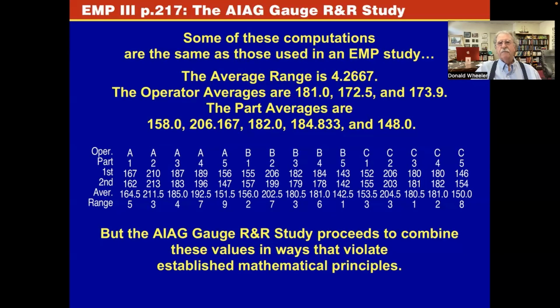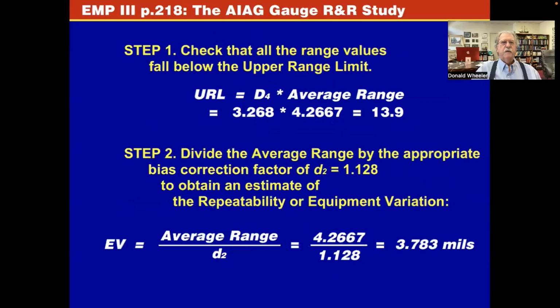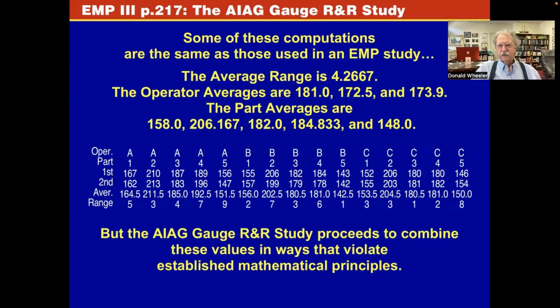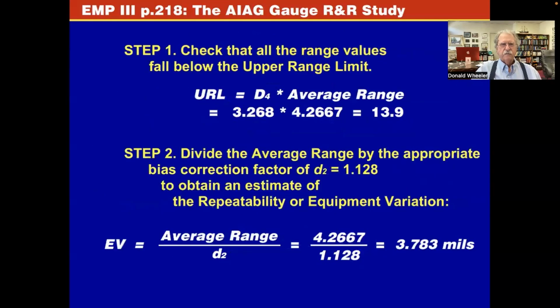So we're going to go through this step by step. Step 1, check that all the range values are below the upper range limit. The upper range limit here is 13.9, and all of the ranges are single digits. So yeah, we're clear on step 1. Step 2, divide the average range by the appropriate bias correction factor to obtain an estimate of the repeatability or equipment variation. So EV here is 3.783 mils, which is what we found with our EMP study as well.